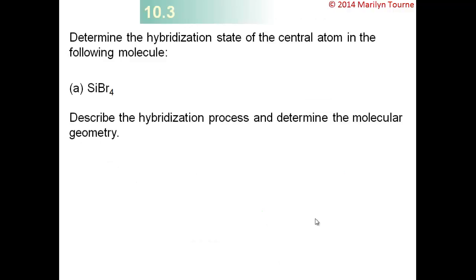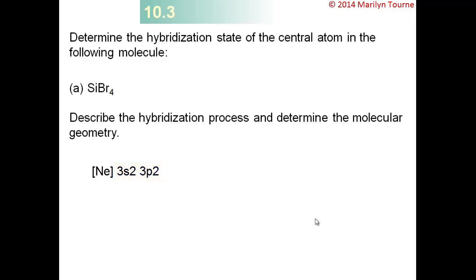As an example, let's try this problem. Determine the hybridization state of the central atom in the following molecule, SiBr4. They will want you to describe the hybridization process and determine the molecular geometry. So the ground state electron configuration of silicon is [Ne] 3s2, 3p2. We're only going to consider the valence electrons of silicon, and we notice that it's 3s2, 3p2. That doesn't account for the 4 bonds that silicon makes.